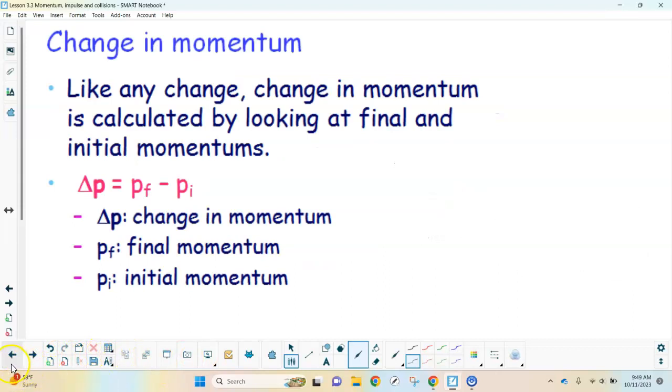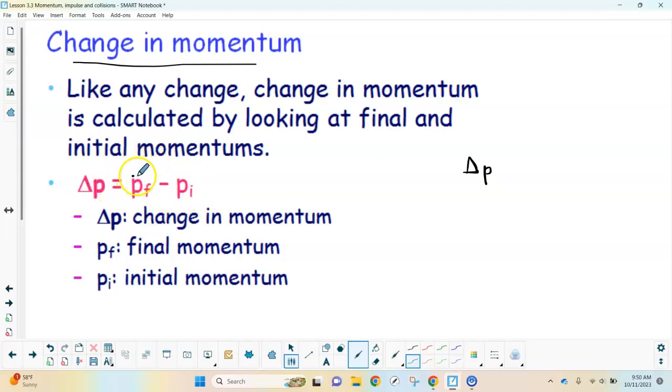So we have momentum, and that's our first concept. We just talked about how to calculate that. We also have change in momentum. Change in momentum is triangle P. Change in anything is delta, and P is momentum. Just like you do for anything else, you take the final value minus the initial value. So if you know the final value and the initial value, you can figure out how much it's changed.